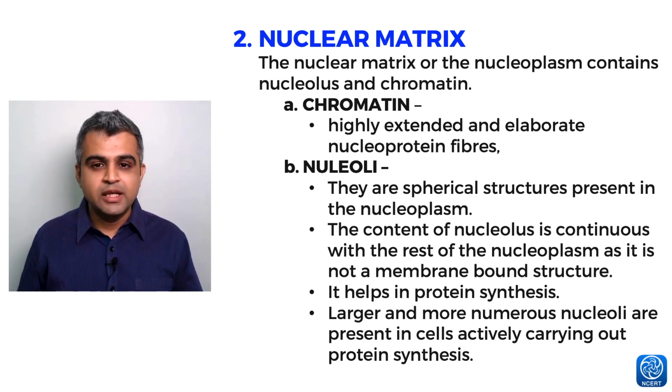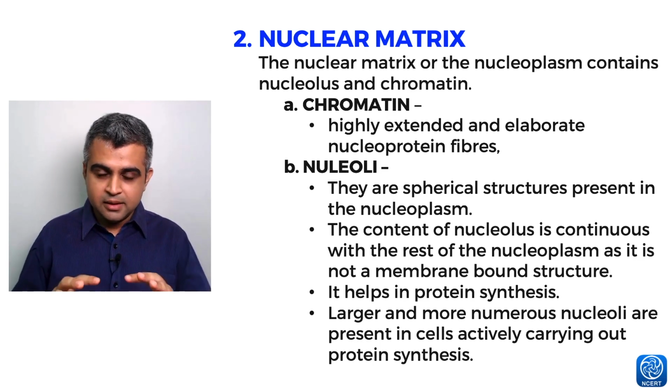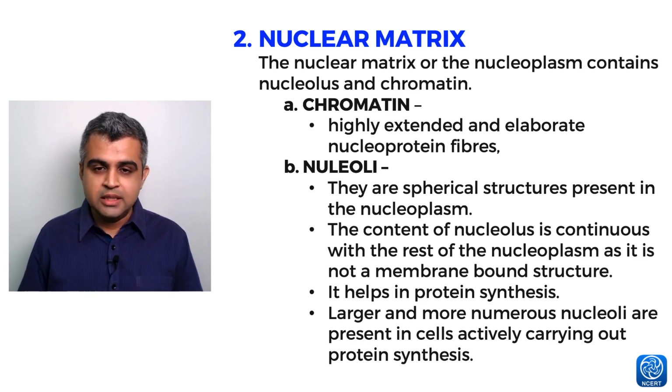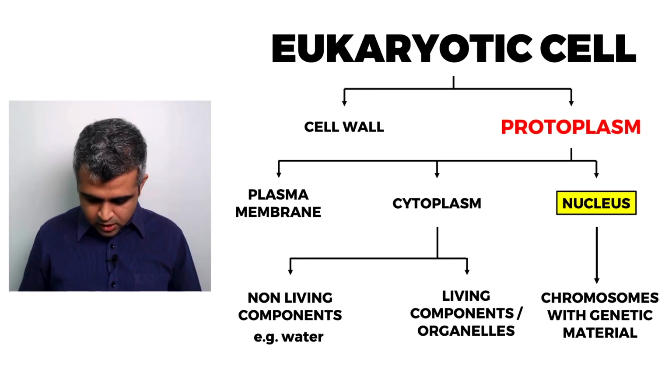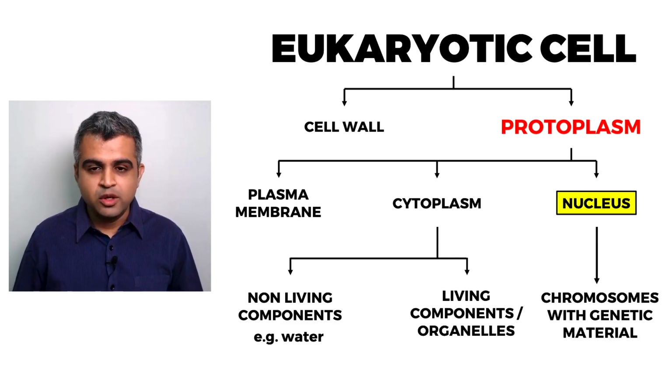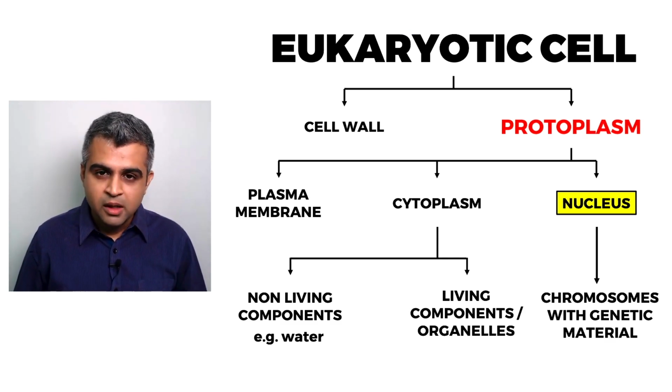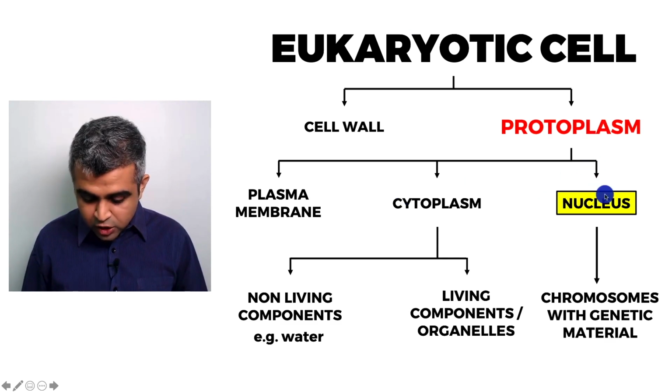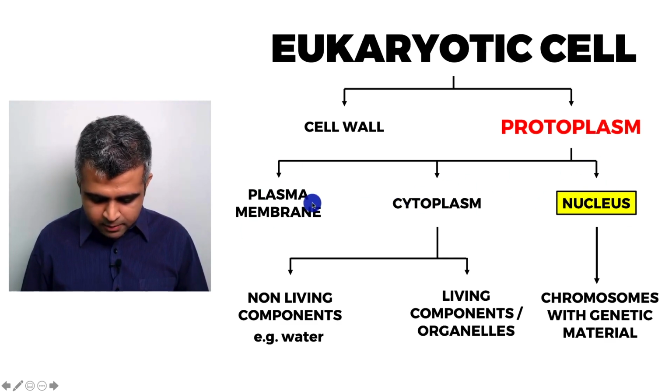So this is what the NCERT says about the nucleus. So I hope that the nucleus as a cell organelle is now extremely clear to everybody. So as far as a eukaryotic cell is concerned, it is going to have protoplasm and it is going to have a cell wall. The protoplasm comprises the nucleus, the cytoplasm and the plasma membrane.